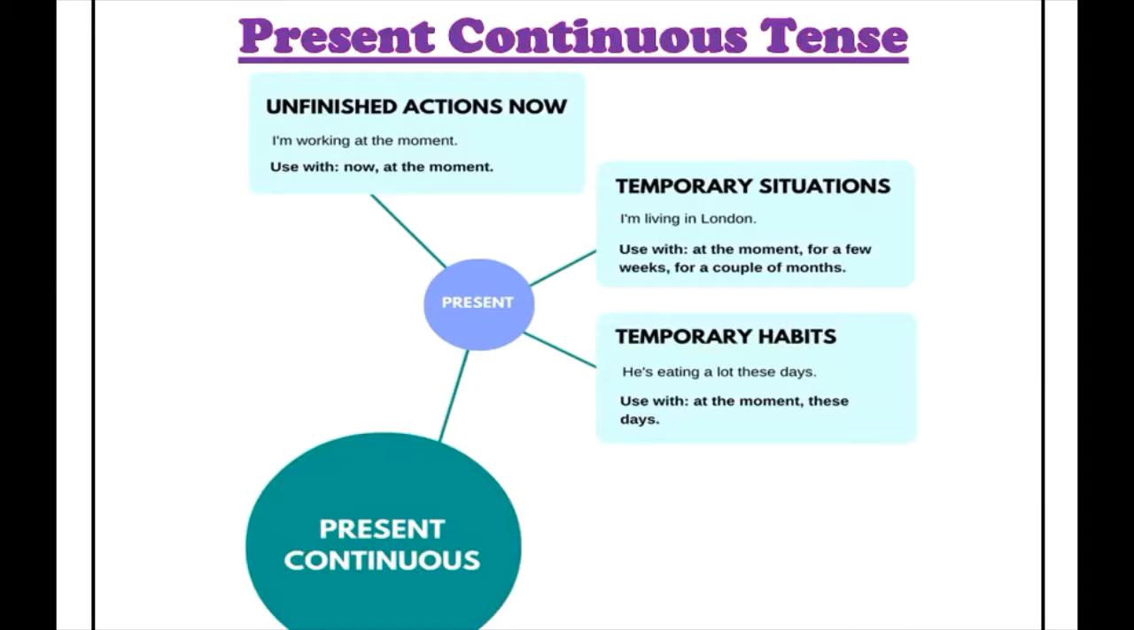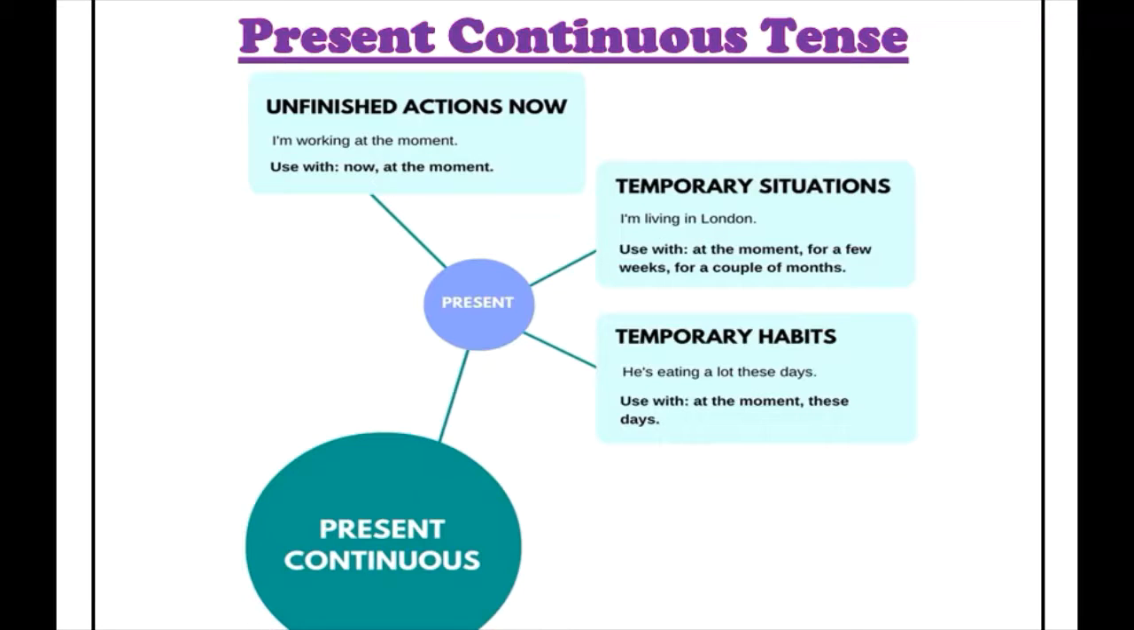And now let's move to the present continuous tense. We use the present continuous tense for unfinished actions now. For example, I'm working at the moment, and we use now and at the moment. Also, we use it for temporary situations. For example, I'm living in London, and we use at the moment for a few weeks or for a couple of months.